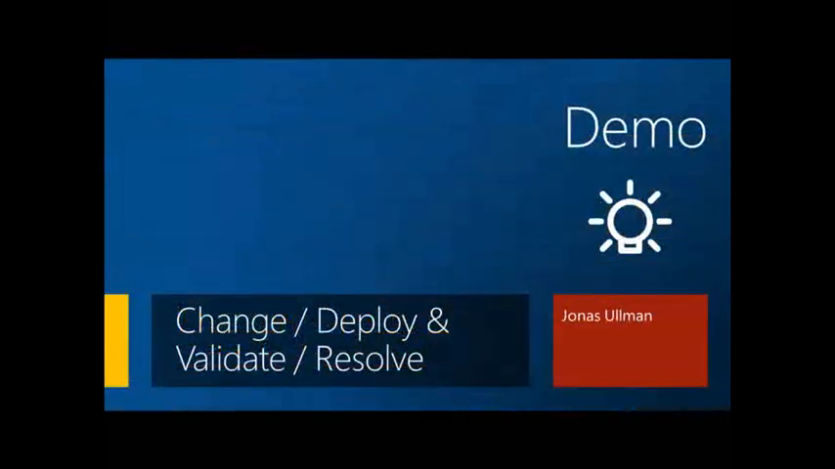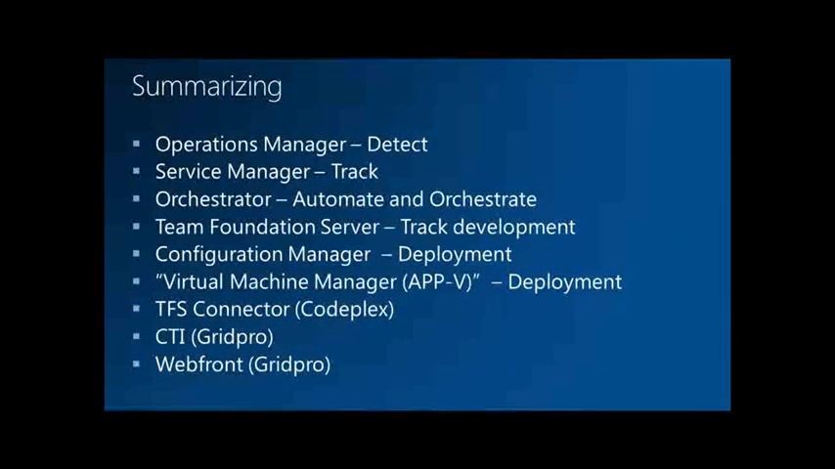So really, what we just saw in that demo, just to summarize a little bit here, we just want to give you an idea of what products we used. Ops Manager, we used that actually to detect the problem in the lifecycle. The next thing we did was we used Service Manager to track it. After that, Orchestrator actually helped us provide information between TFS. So we actually opened that bug over in TFS. Once we have corrected our code or updated our code, TFS was waiting for that.